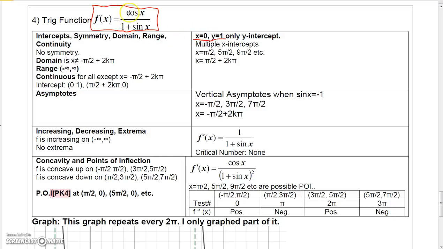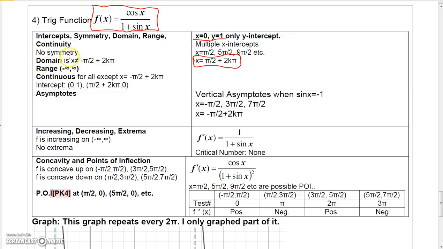But actually, you get multiple x-intercepts because there's several places cosine can be 0. Cosine can be 0 at pi over 2, 5 pi over 2, 9 pi over 2, etc. So we'll just say that's pi over 2 plus 2k pi. Okay, so those are where we'll get x-intercepts. And there's no symmetry.